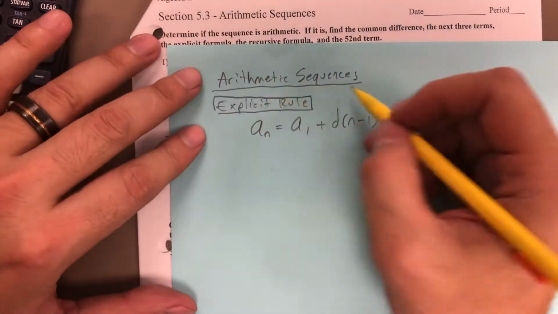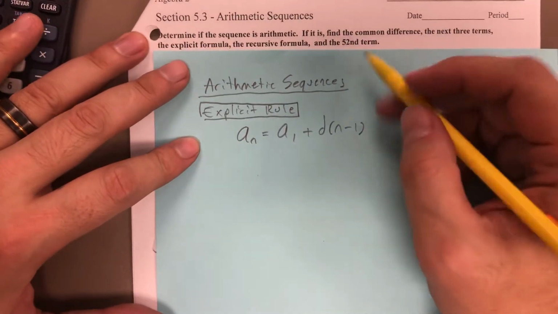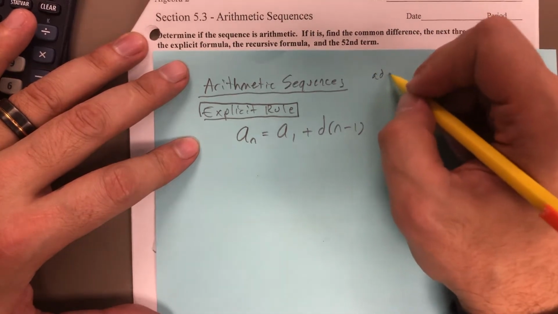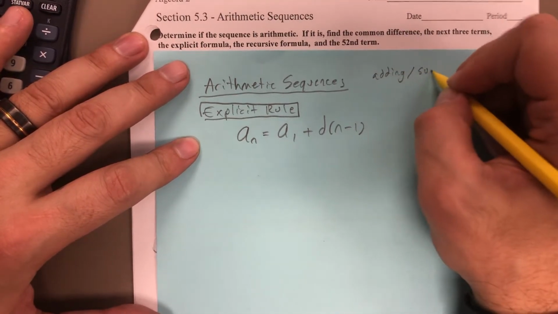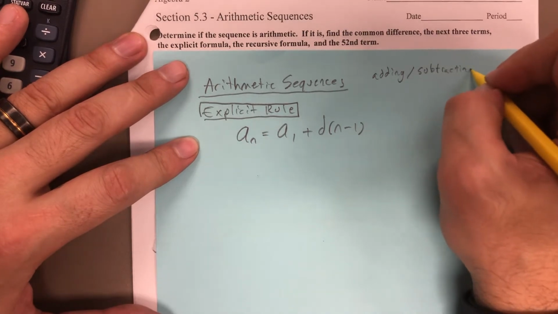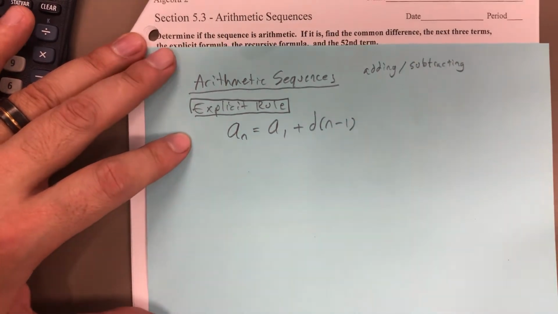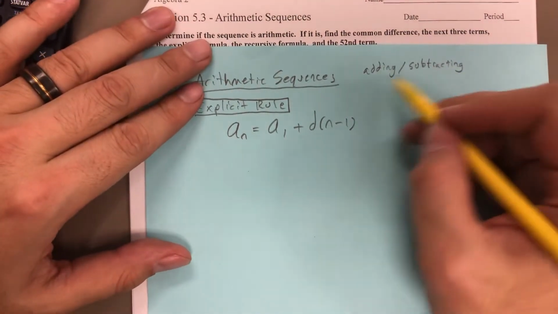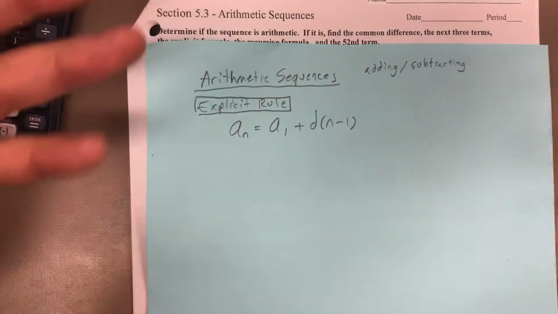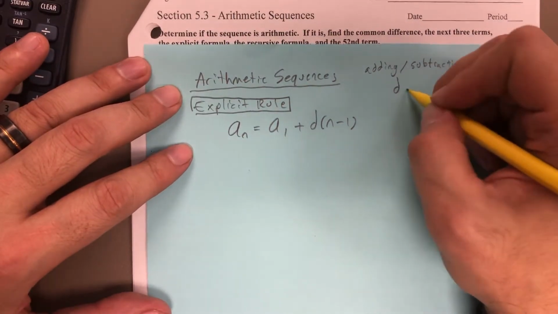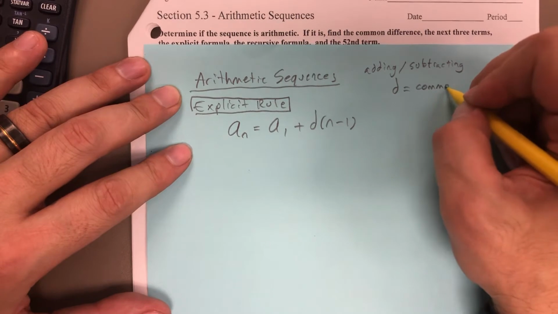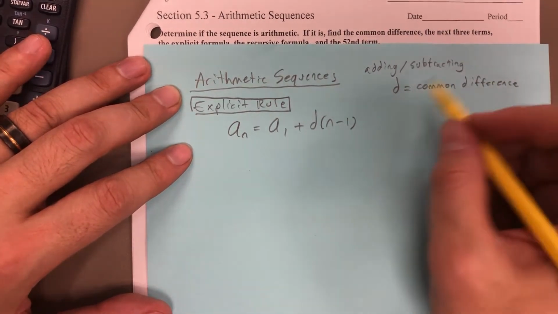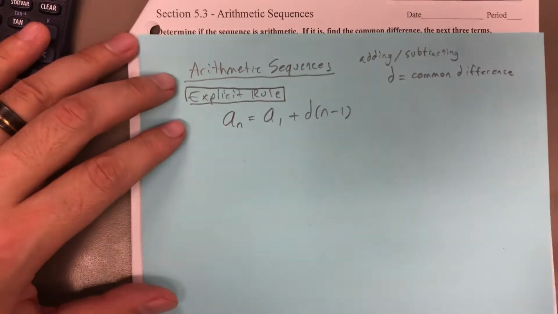So first off, let's describe what an arithmetic sequence is, right? An arithmetic sequence is a sequence where you just keep adding or subtracting the same number over and over again to get to the next numbers in the pattern, okay? The number that you keep adding onto it, it could be a positive number or a negative number, is known as d, which is your common difference. Okay? So the common difference is the number that we keep adding to get to the next number in the sequence.